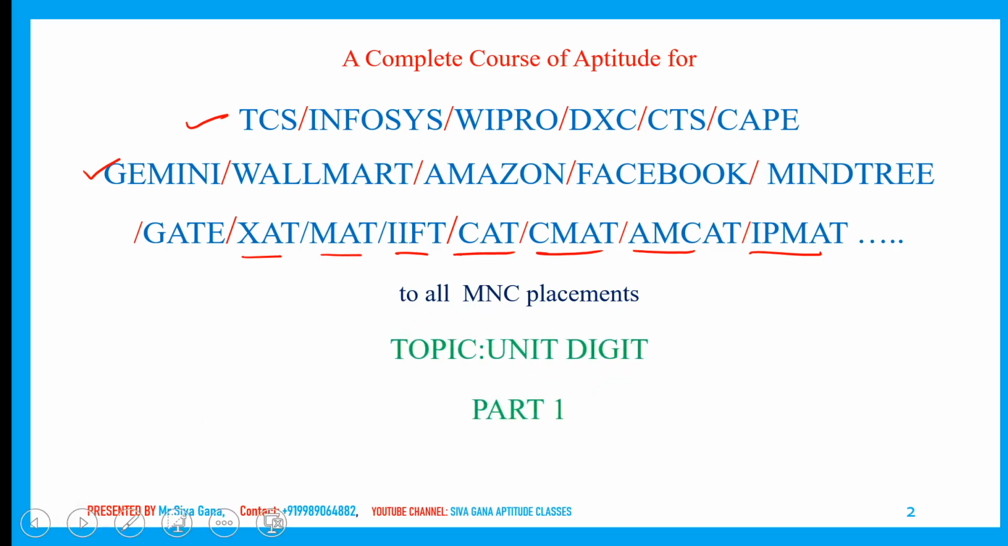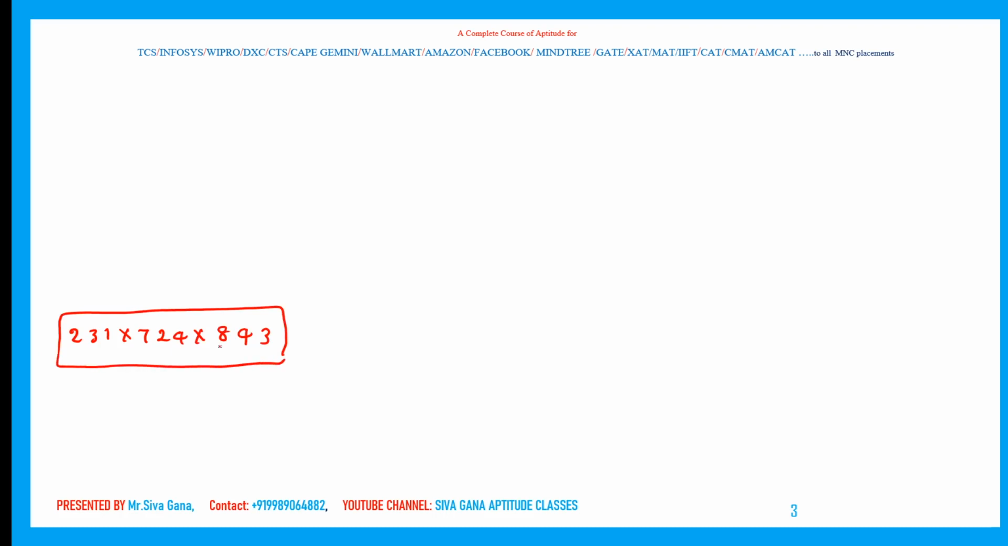Topic is unit digit part 1. Let us see this example: 231 into 724 into 843. In this result, what is the unit digit?